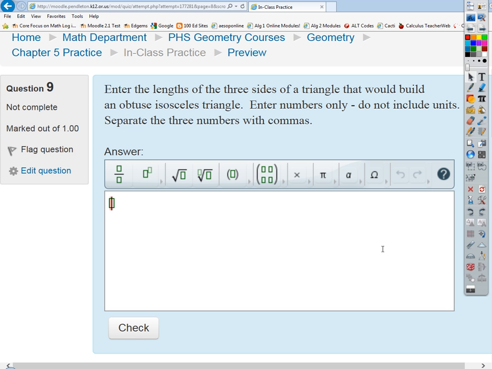Okay, look here, please. Get everybody facing the front. Everybody focus up here. I want everybody watching what I'm doing. This is not on the test, but it's on the homework, so you gotta be able to deal with this. What would we do if we want to enter the lengths of three sides that would build an obtuse isosceles triangle? Now that's a little more specific. If it's isosceles, what does that mean? Two sides have the same length.